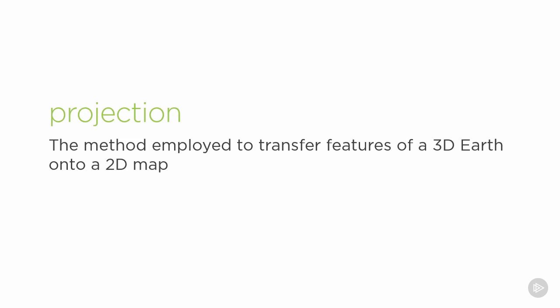So now that we're familiar with scale, it's time to look at projection. A projection is basically the method employed to transfer all the features of the Earth onto a flat piece of paper, or a flat computer monitor in our case. This is not a simple task. After all, the Earth is a three-dimensional object and paper is a two-dimensional plane.